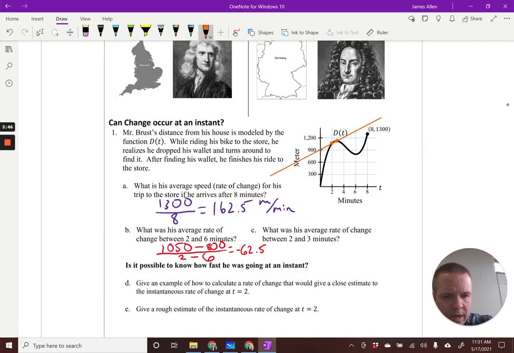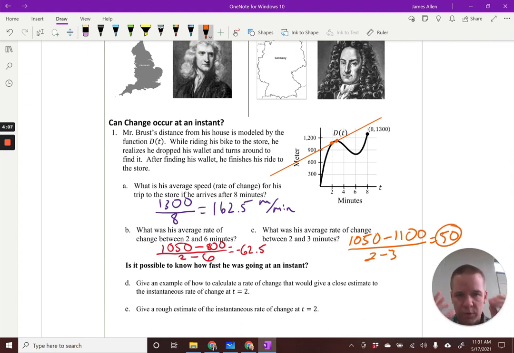So we were at 1,050 for that first one. And the next one looks probably more like, let's go like 1,100. Again, these are rough estimates here. And then 2 minus 3. So I'd have negative 50 over negative 1, so 50. Okay. Again, rough estimates. These aren't exact numbers. We're just taking a look at the graph there and seeing the best we could do. All right.